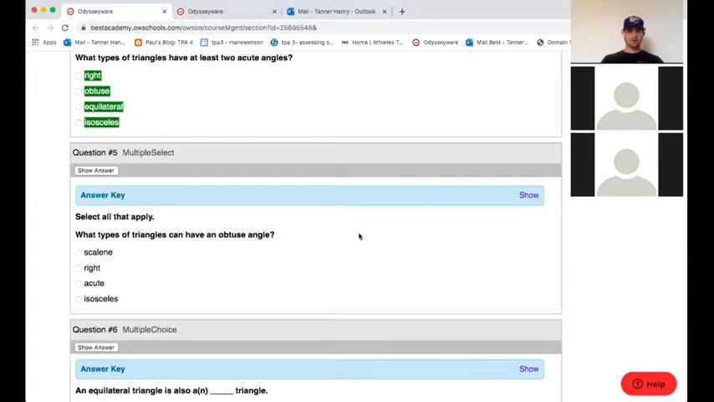Okay, it says, what type of triangle can have an obtuse angle? What do you guys think? Just shout out. I think it might actually be all of them again. I don't think it's all of them. Scaling. Maybe scaling. Right can have an obtuse. Right doesn't. Acute doesn't. I guess it could. That's just fishy. Scaling, yeah, because none of them are the same. And then isosceles, so probably both of them, scaling and isosceles.